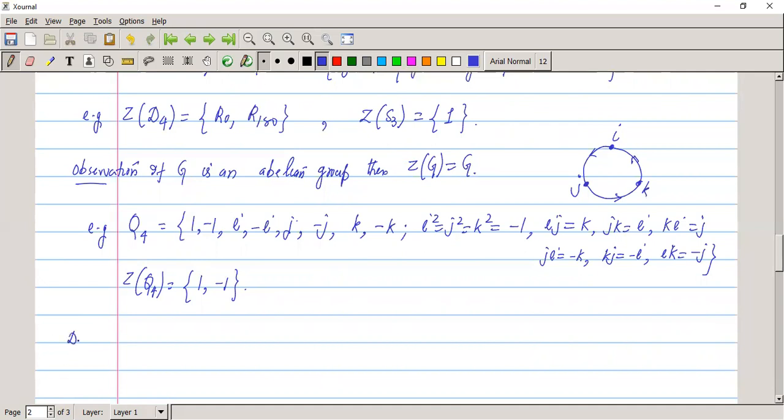Now we proceed towards one more definition, that is the normalizer. The normalizer of A contained in a group G. So this normalizer of A in G is the set of elements g belonging to G such that gAg inverse is equal to A.